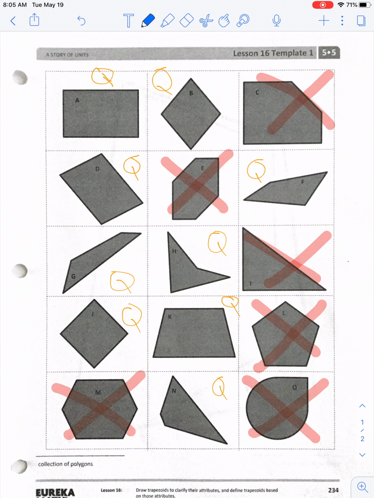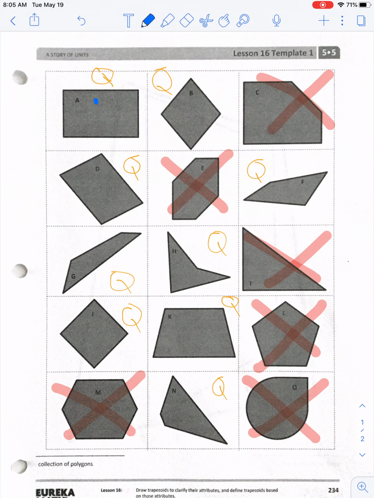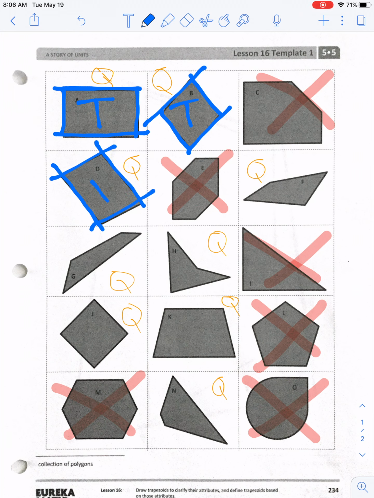So A, is that a trapezoid? It is. I'm going to make this a little bit bigger. A is a trapezoid, because A has this line and this line, okay? And it also has this line that runs parallel to this line. B, we have parallel lines here and here, and we also have parallel lines there and there. So B is a trapezoid. What about D? Yeah, parallel lines there, and parallel lines there and there. So D is a trapezoid.